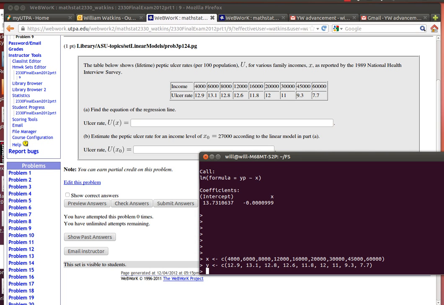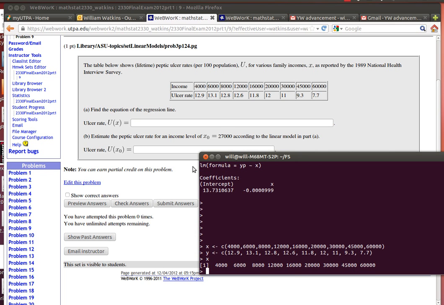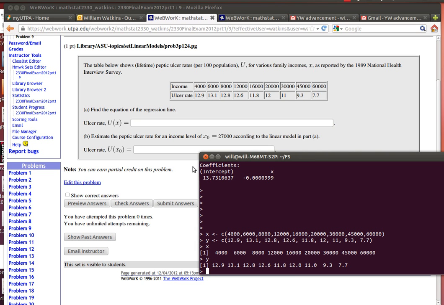So here's how we set up the data. In R, I build an object called X. You build that object by concatenating the values. So there's the X values, the Y values. I've done the same thing there. So if I went to R and asked what X was, it just shows you that list, and if I ask what Y is, it just shows you that list.